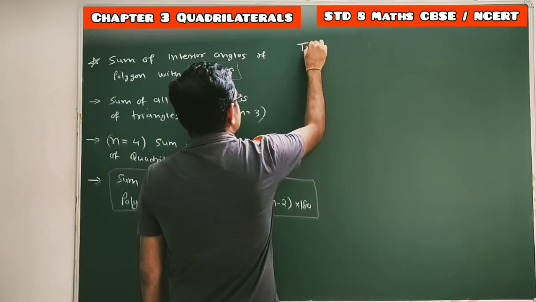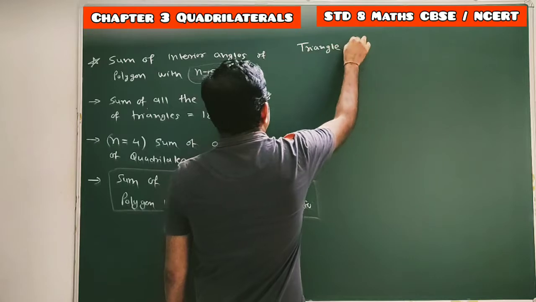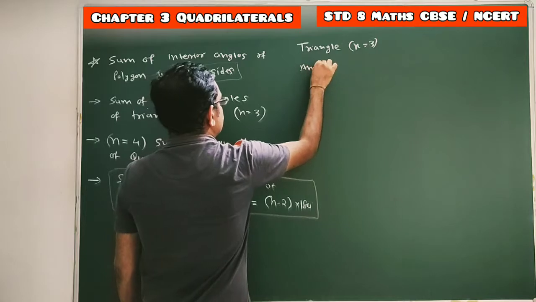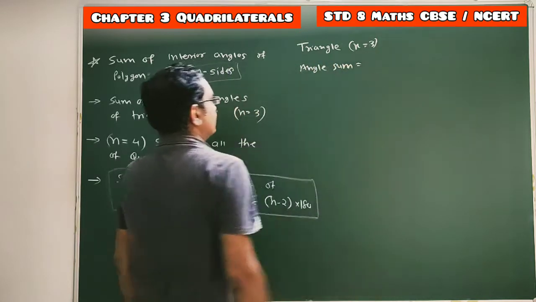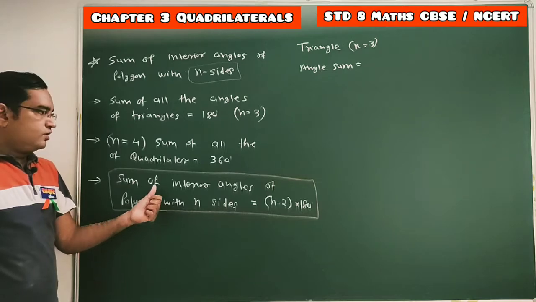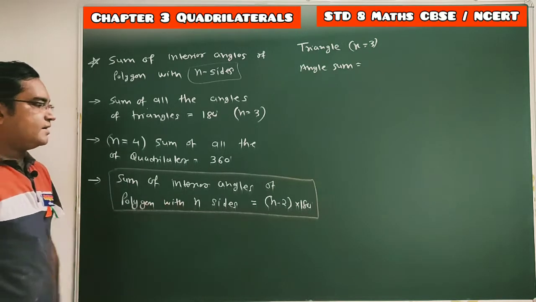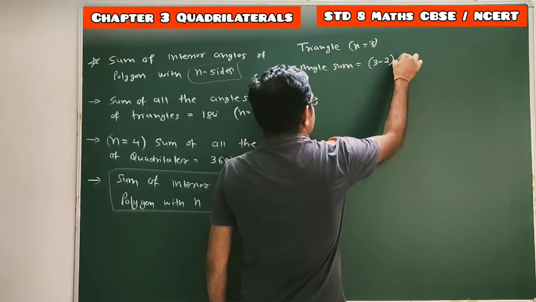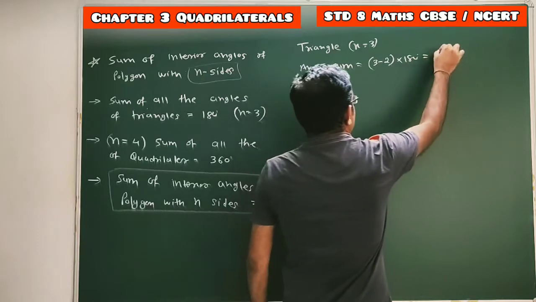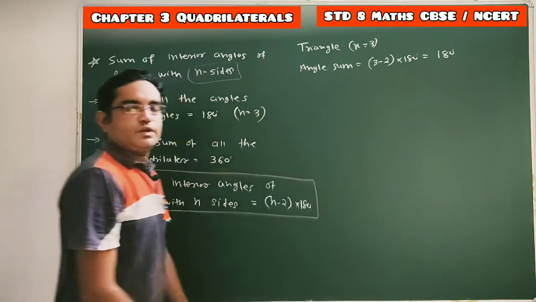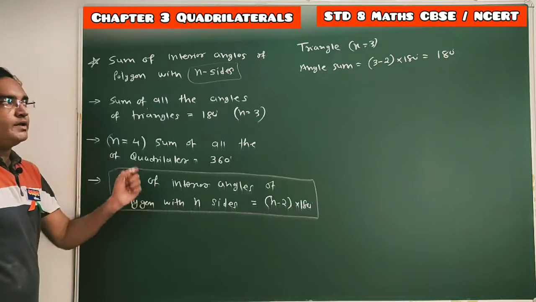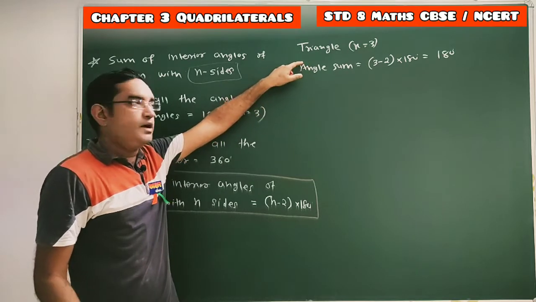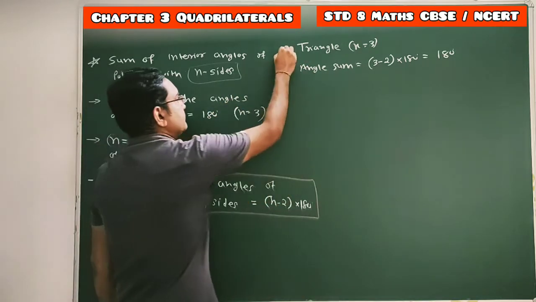So for a triangle, n equal to 3. What is the angle sum property? The sum of the measures of all the angles: for a triangle, 3 sides are there, so put n equal to 3. It will be (3 minus 2) into 180 degrees, and that is equal to 180 degrees. Clear? So for a triangle, the sum of the measures of all the interior angles is always 180 degrees.